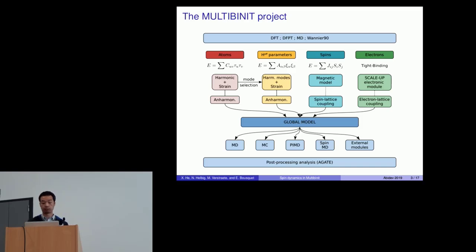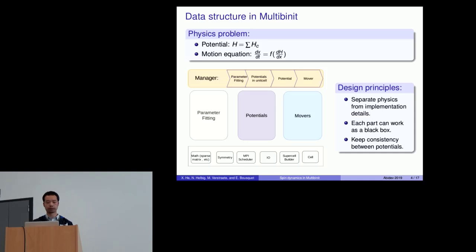As you can see from the previous talks also, we have many degrees of freedom in MULTIBINIT, and we may even come to more of them, which we don't even know what they are yet. So how to make them work together? What we do is we design abstract data structure in MULTIBINIT.